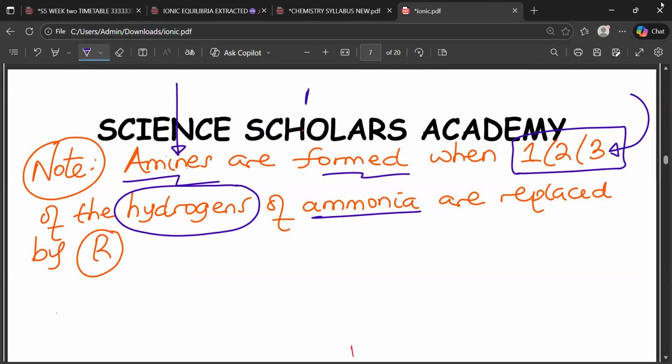Remember, ammonia is like this, NH3. It has 3 hydrogens. That means you can replace 1, you can replace 2 of them, or you can replace all 3 of them, like that, like that, like that.